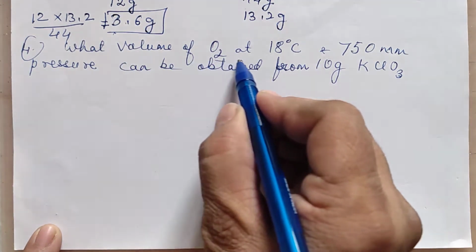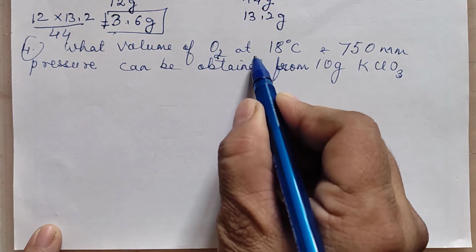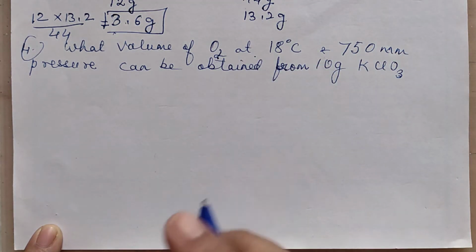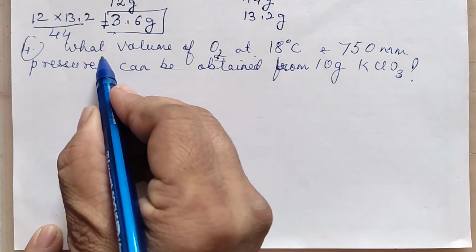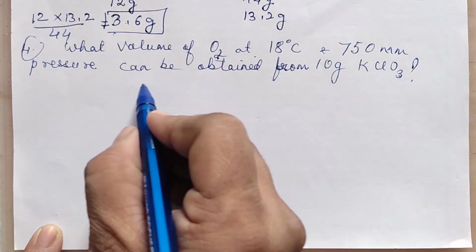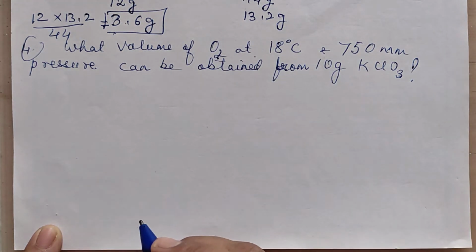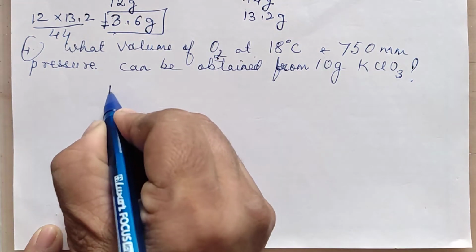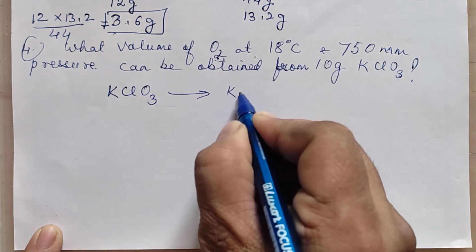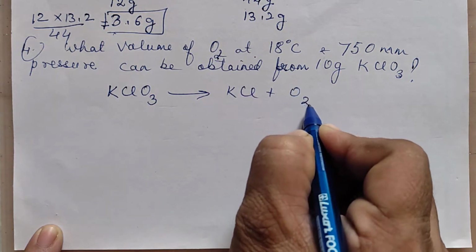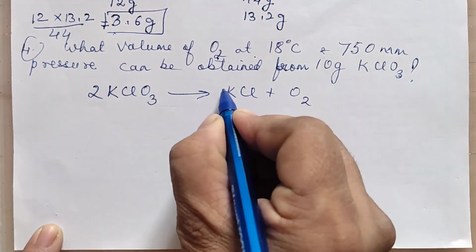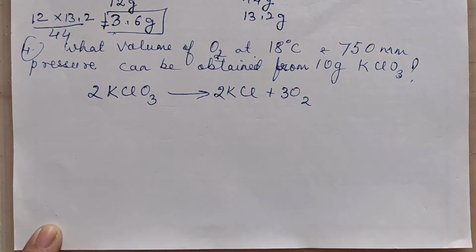It says calculate the volume of oxygen at this we will talk about later. Let us first calculate in the normal condition. Calculate what volume of oxygen at this pressure can be obtained from 10 gram of potassium chlorate. Means you are heating potassium chlorate and you are getting potassium chloride plus oxygen. So first step is you will balance this equation. This is 2, this is 2 and this is 3.